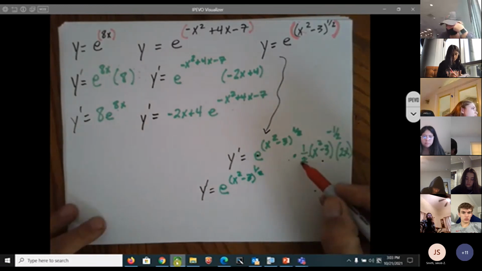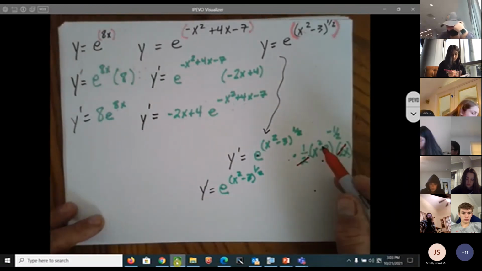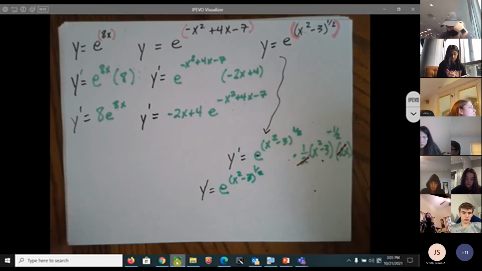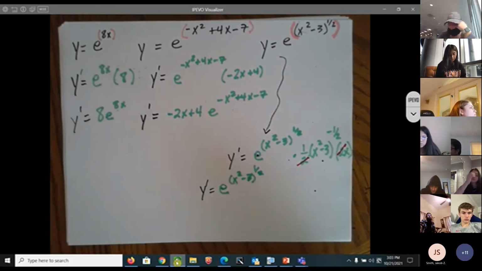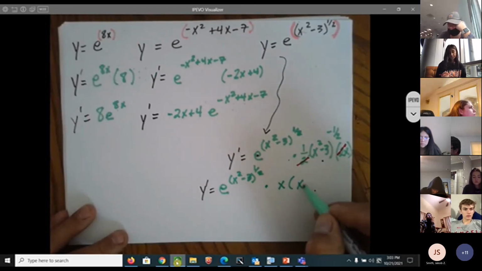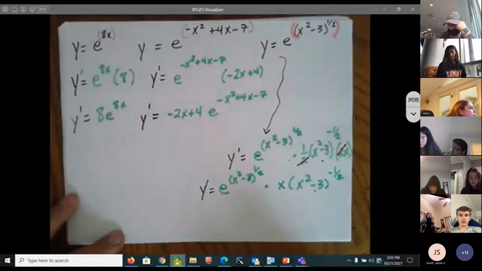I'm going to cancel that 2 with that 2. That's going to leave x over x squared minus 3. I'm going to leave that to the negative 1/2 because I could factor out something, and they may want us to factor it out. So that's going to be times x squared minus 3 to the negative 1/2 power.